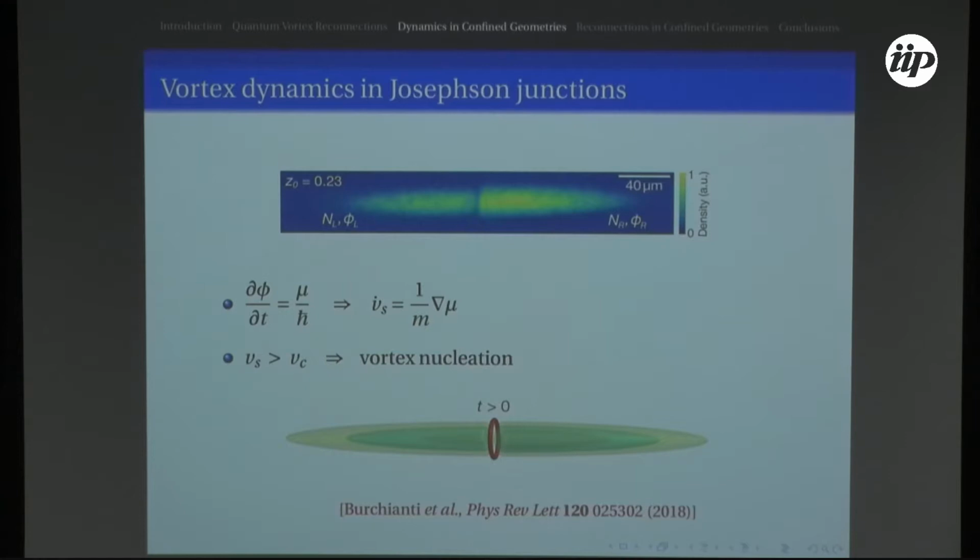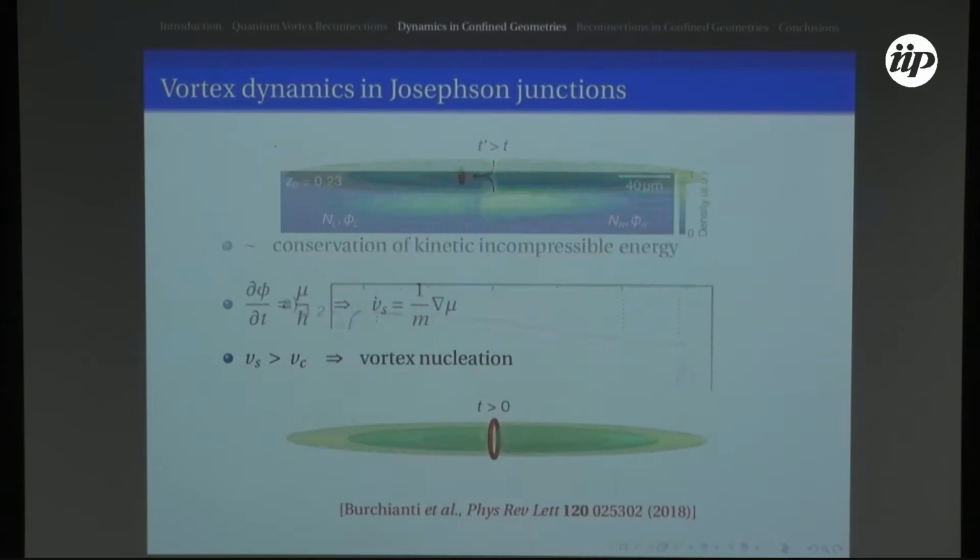So if you do a cut in the middle, in the x equals zero plane, this is the condensate. The flow is going that way. So the vortex ring nucleates here.